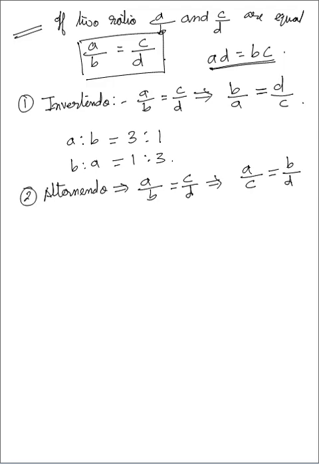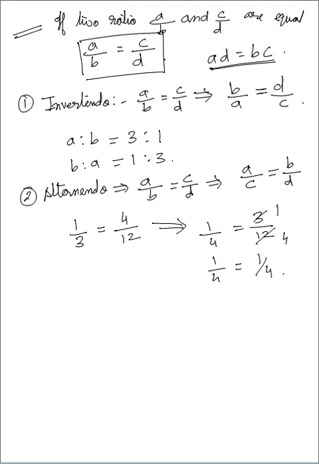Suppose 1 by 3 is equal to 4 by 12. Here, 4 ones are 4, 4 threes are 12. So I can apply alternando: 1 by 4 is equal to 3 by 12, because 1 by 4 is 1 by 4, and 3 by 12 is also 1 by 4. Okay, so these are some of the applications. They will not ask a direct question from this, but you should know this application.